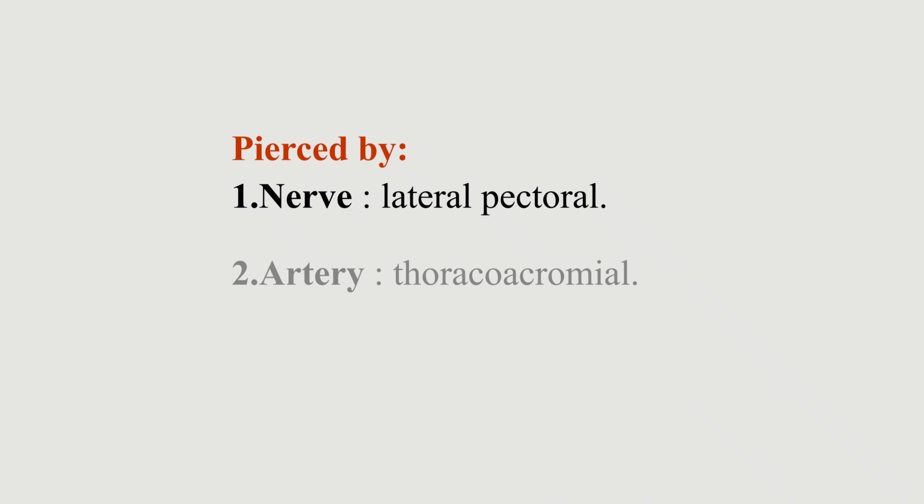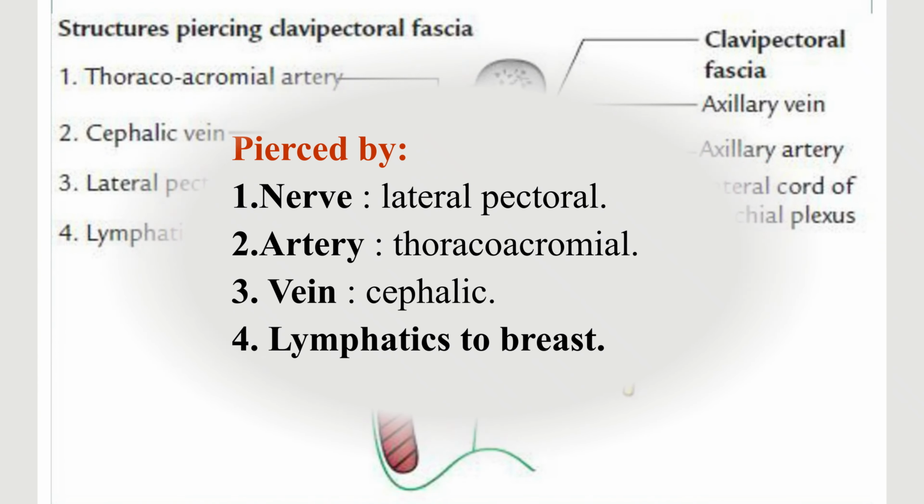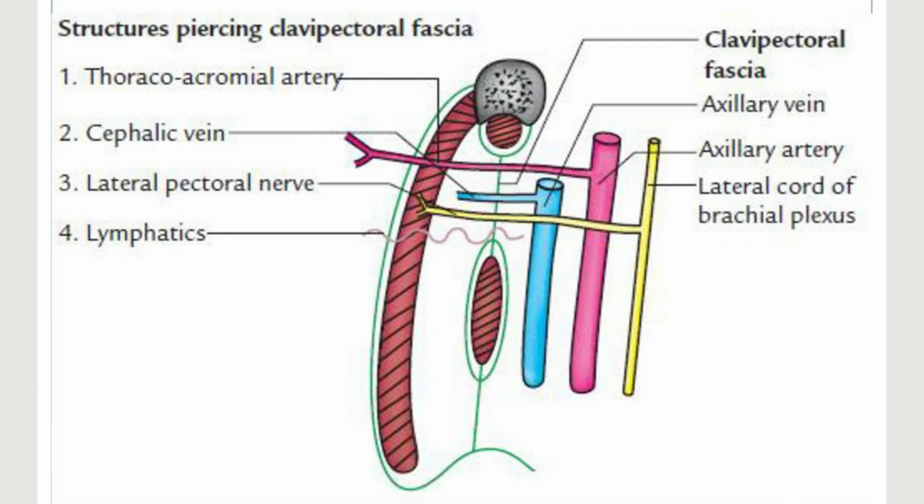The clavipectoral fascia is pierced by four structures: a nerve, an artery, a vein, as well as the lymphatics from the breast. From above onward, the order is thoracoacromial artery, cephalic vein, lateral pectoral nerve, and the lymphatics from the breast. These structures follow an order of out, in, out, in. That is, the thoracoacromial artery is piercing the clavipectoral fascia and moving out, while the cephalic vein is piercing and moving in, followed by the lateral pectoral nerve, which is piercing the clavipectoral fascia to move out, while the lymphatics from the breast is moving in.